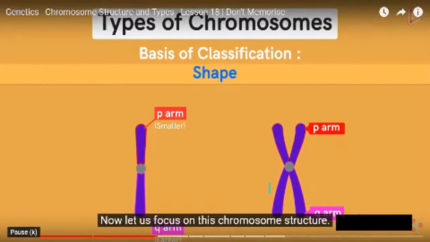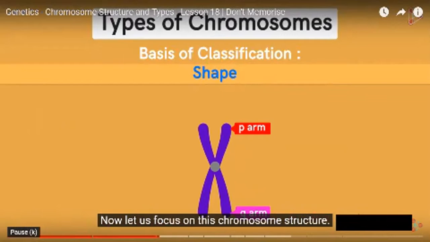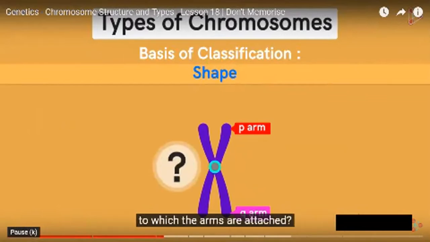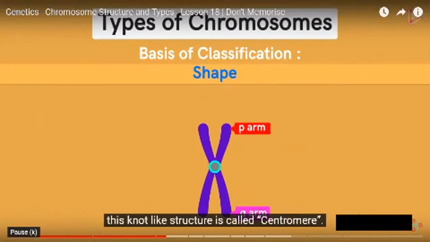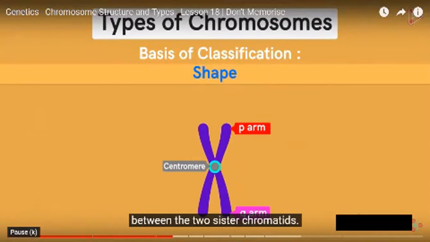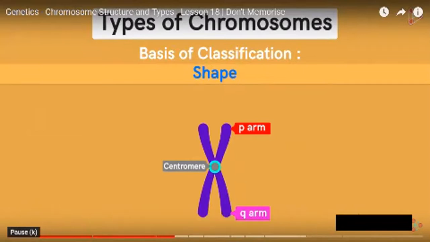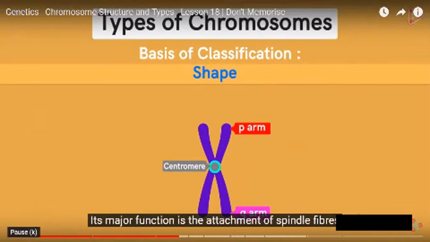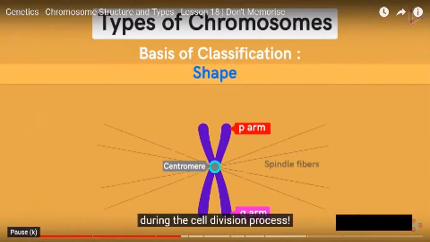Now let's focus on this chromosome structure. Can you guess what this structure is called to which the arms are attached? Well, this knot-like structure is called centromere. It's the portion of DNA that acts as a link between the two sister chromatids. But that's not its sole purpose. Its major function is the attachment of spindle fibers during the cell division process.